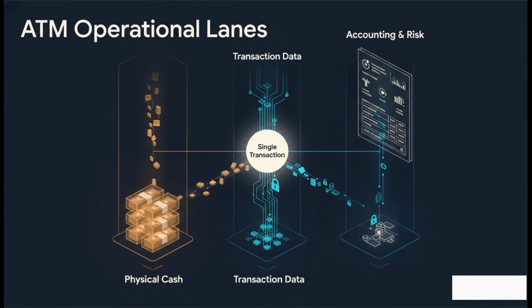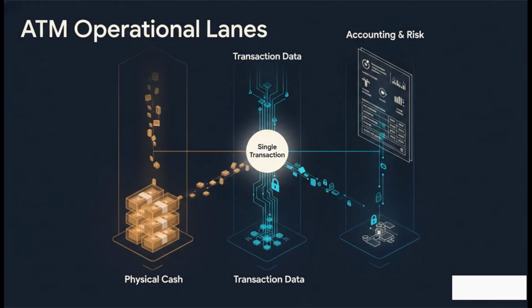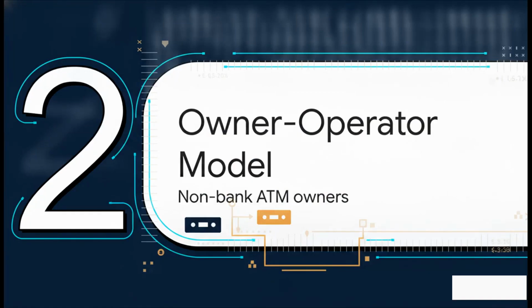And then in off-white, the accounting and responsibility lane. This one dictates who takes on the liability, the risk, and importantly, who collects the fees. Every time you pull out that $60, all 3 of these lanes hit the gas. Moving on to Section 2, the owner-operator model.